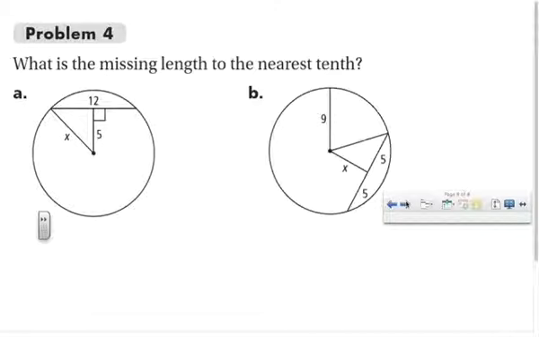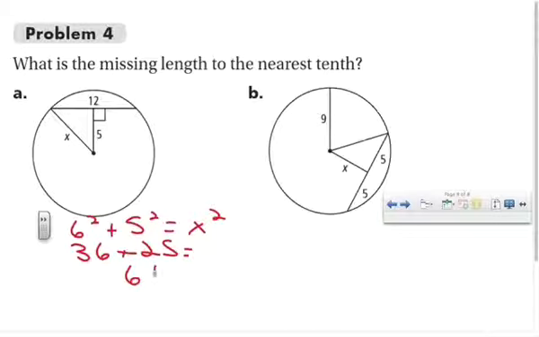What squared plus what squared equals what squared? Grace? Beautiful. 6 squared plus 5 squared equals x squared. The instructions say round to the nearest tenth. 7.8.